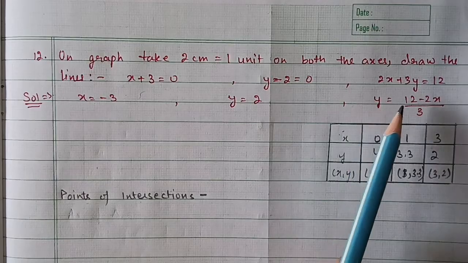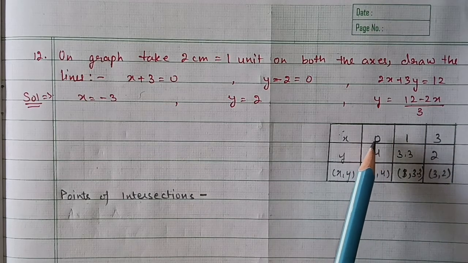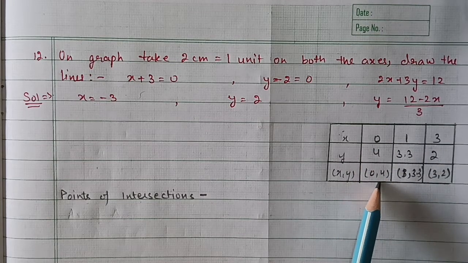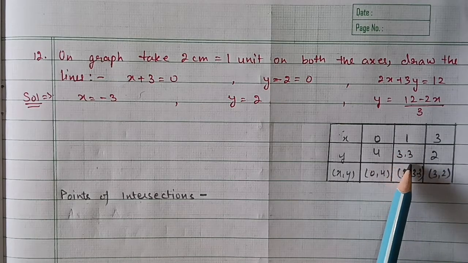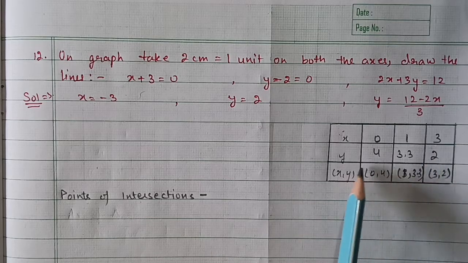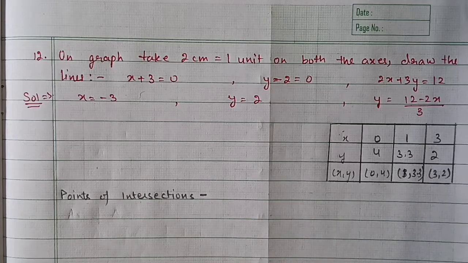So I have taken y is equal to 12 minus 2x by 3. First point I am getting when x is 0, y value I am getting 4. So first point is 0, 4. When I have taken x is 1, y I am getting 3.3. And when I have taken x is 3, y I am getting 2. So these are the 3 plotting points for the last equation. Now all these 3 equations we will plot.